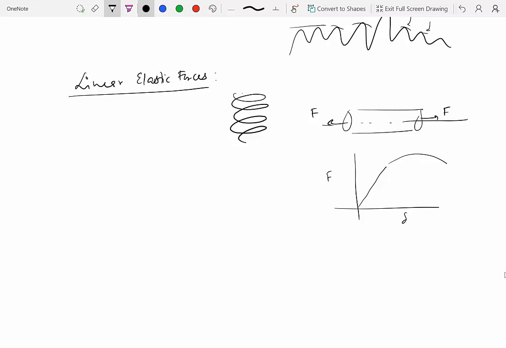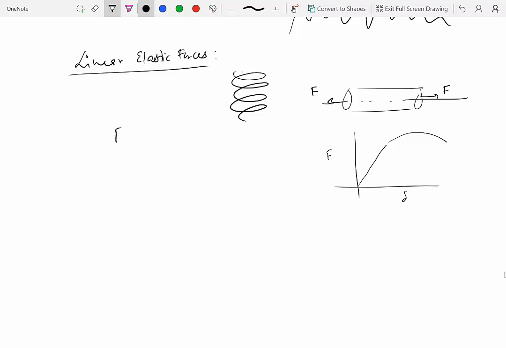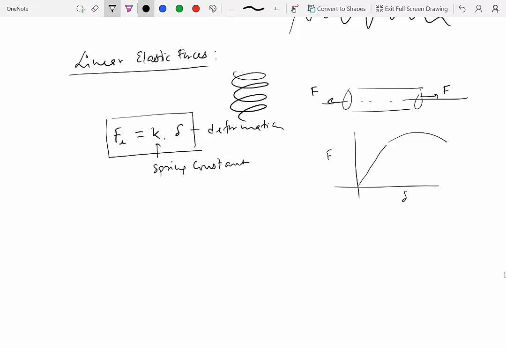Okay, so linear elastic forces are defined by, we'll call them F sub E to indicate these are elastic forces, a spring constant K times delta, where delta is the deformation. So this is the deformation, and this is your spring constant. And you know this law as Hooke's law also, right? So F sub E is equal to K times delta. Now remember, delta is the deformation. It is not the actual length of the spring. So this could be a stretch or it could be a compression.